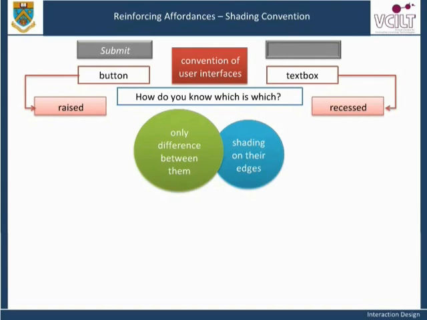This only works, however, if we imagine a light source shining from the top left-hand corner of the screen. If the light shone from the bottom right of the screen, we would perceive the left image to be the text box and the right-hand image to be the button. Fortunately, all graphical user interfaces assume a light source at the top left-hand corner of the screen.